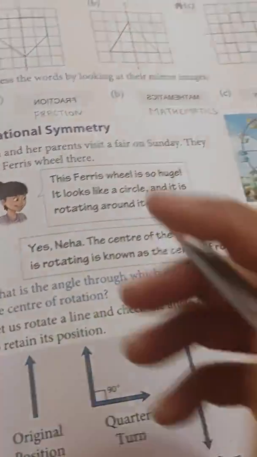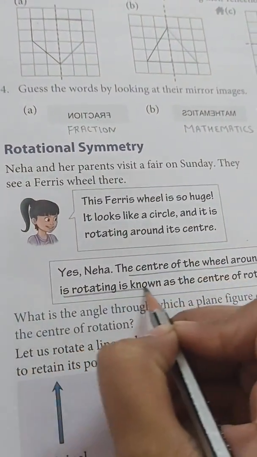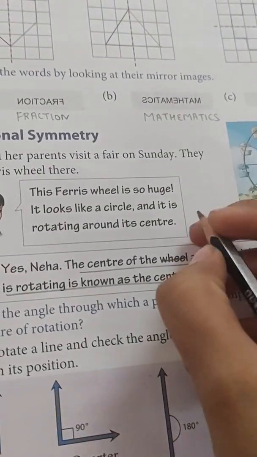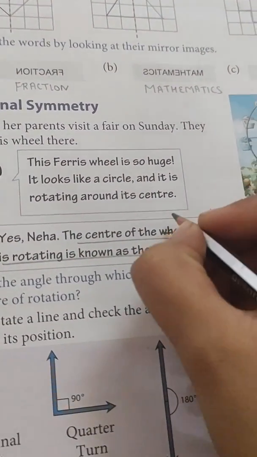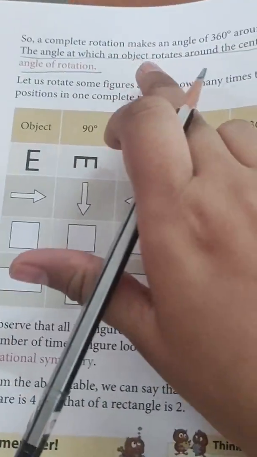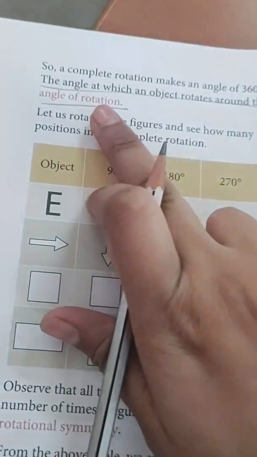Here I have got one more. The center of the wheel around which it is rotating is known as the center of rotation. Cut the word wheel and just write figure. Okay, figure. So the angle at which we rotate the figure around the center of rotation is called the angle of rotation.